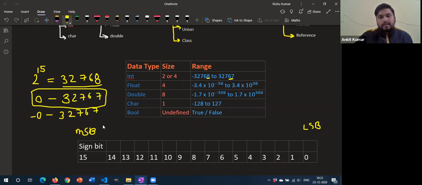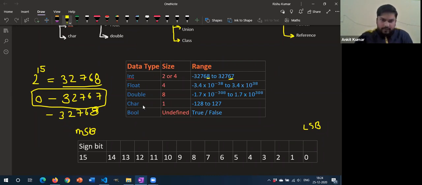Now the thing to note is that -0 is not a number, because positive 0 or negative 0 is 0 only, right? So just because of this sign bit, we have one extra on the negative side. What we will do is erase this negative 0, and instead add one more number on this side. Because of the sign bit, which is reserved for storing the sign of a number, we get one extra on the negative side. So we have 0 to 32767, and on the negative side, we have 0 to -32768.